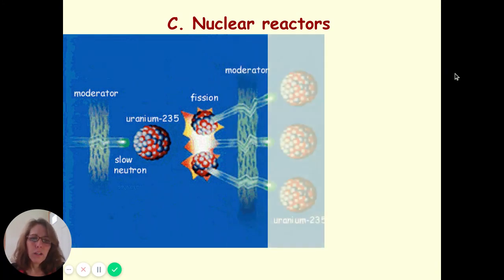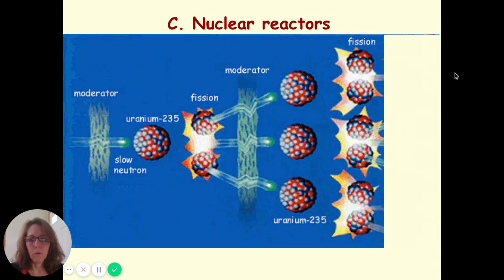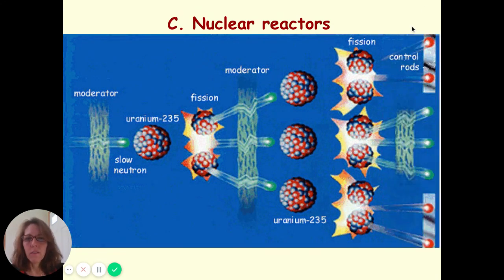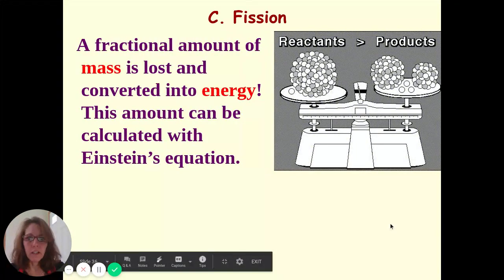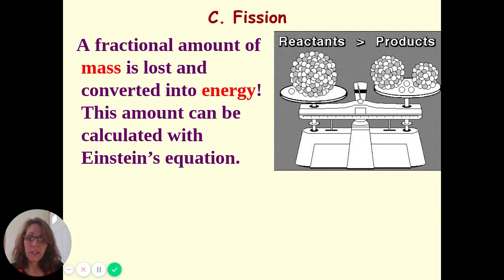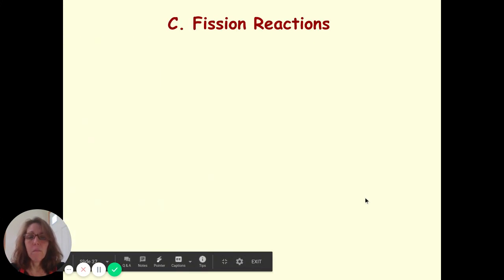You need to have moderators to slow down those neutrons, and then there's control rods that absorb extras. We're not going to go into the details of how nuclear reactors work. If I had more time, I would love to. This is truly amazing science that happens in here. Again, the main idea is that you have a small amount of mass that seems to be lost. It doesn't show up in our equation, but it shows up in the real world. And you can use E equals mc squared to figure out how much energy.